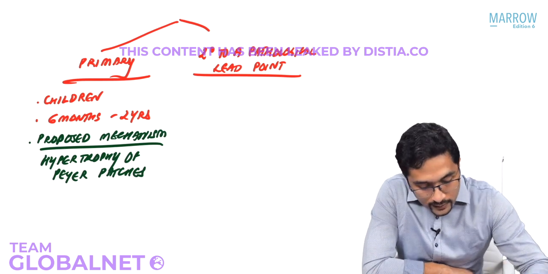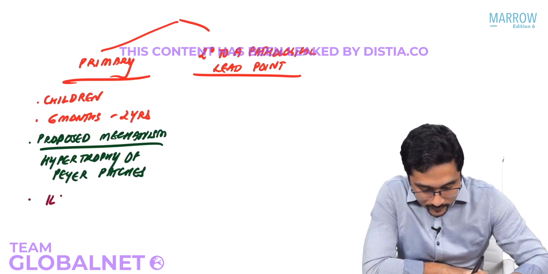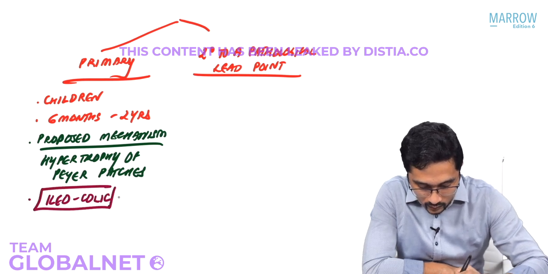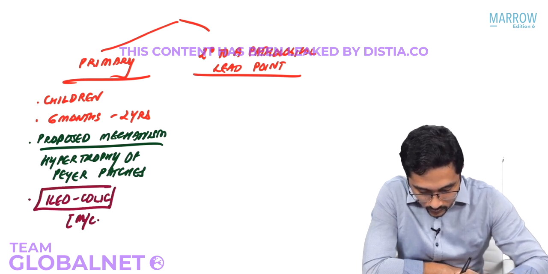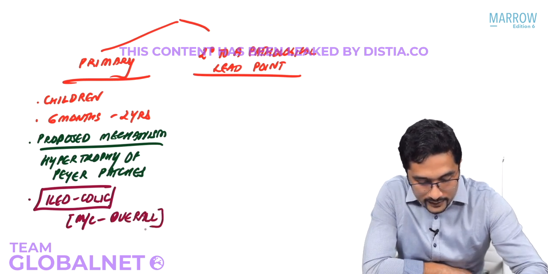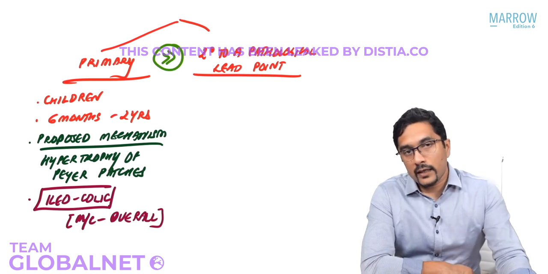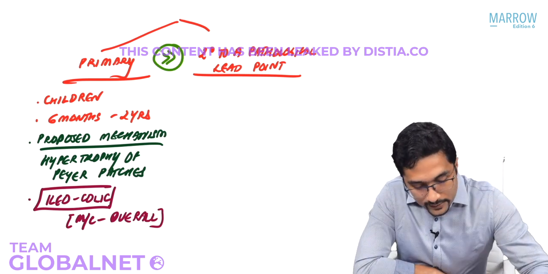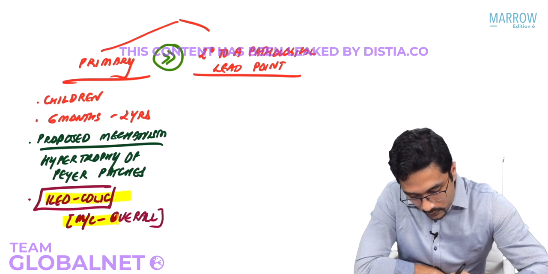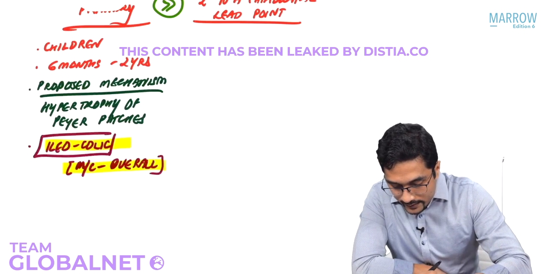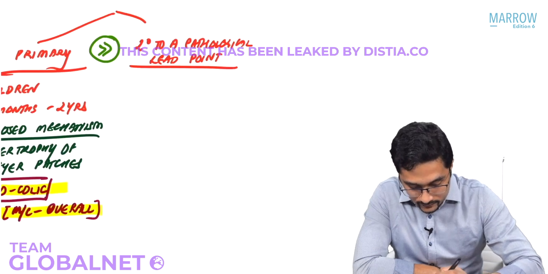Okay. Now, primary intussusception is predominantly ileocolic. That means the ileum going into the colon. This is the most common overall as well. And you need to remember that primary intussusception is much more common than a secondary lead point, and ileocolic is the most common overall intussusception. Okay. So this is regarding primary intussusception.